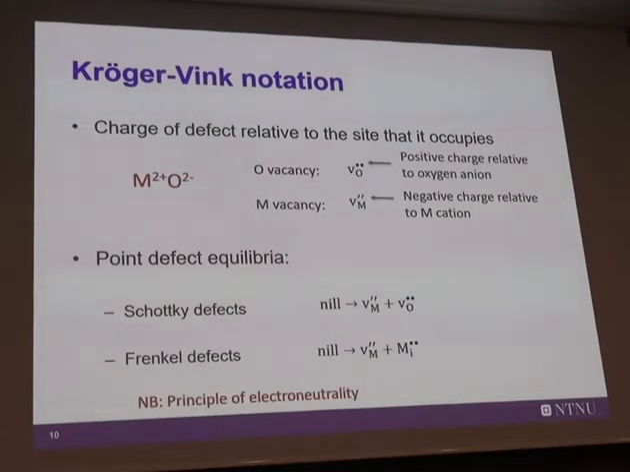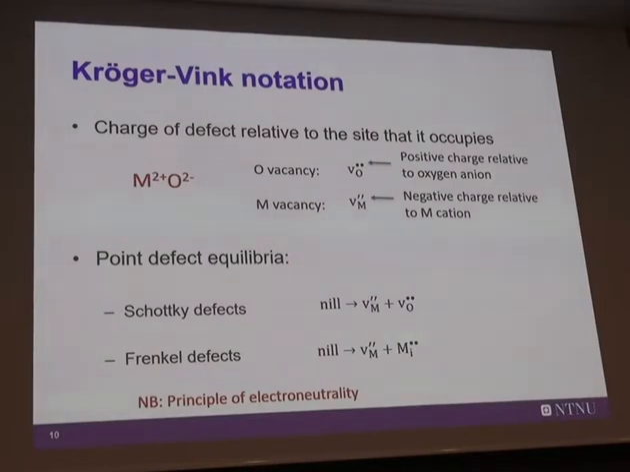So if you now try to summarize what we have learned, the charge of the defect is relative to the site that it occupies. If you have an M2+ O2-, an oxygen vacancy is given by this symbol, where the charge is a positive charge relative to the oxygen anion, which is negatively charged. The vacancy on the M site, on the metal side, is then negatively charged relative to the M cation. And if you now go back to the Schottky defects and the Frenkel defects, we can now write a so-called defect equilibrium.